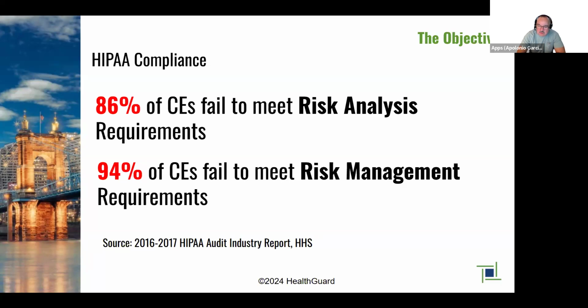And I would argue there's always room for improvement, no matter how good you are. But in this case, this is saying that there's a large group of organizations, covered entities, that are failing just to meet the basic requirements for HIPAA. So this is part of the problem space that we were trying to address: how do we help organizations do risk analysis and risk management in a more effective way that checks the box, right? That meets the requirements, but also delivers business value to their organizations.